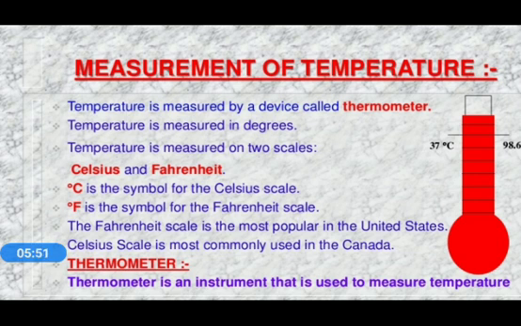Degree Celsius is the symbol for the Celsius scale and degree Fahrenheit is the symbol for the Fahrenheit scale. The Fahrenheit scale is the most popular in the United States. The Celsius scale is most commonly used in Canada. Thermometer. A thermometer is an instrument that is used to measure temperature.